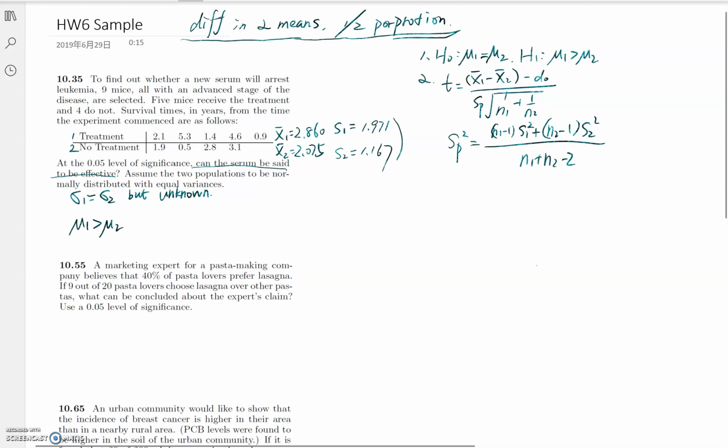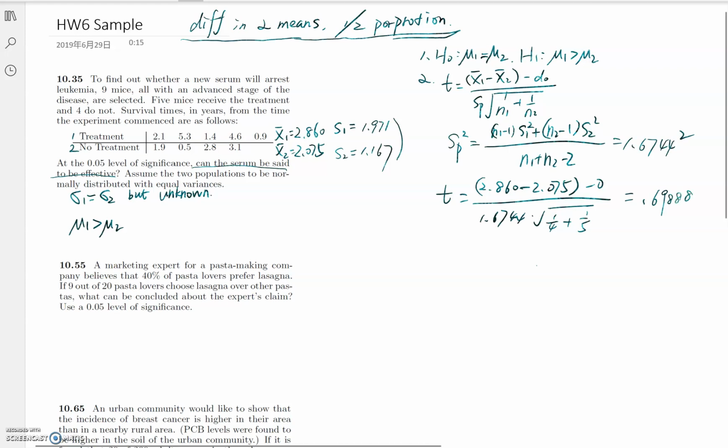So we get the result here. We have the s, we have the n, so we have the result. Sp is 1.6744 square. So T equals, on the top, 2.860 minus 2.075 minus 0, and below is 1.6744 times the square root of 1 over 4 plus 1 over 5. So that equals 0.69888.